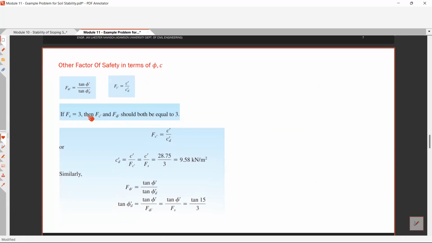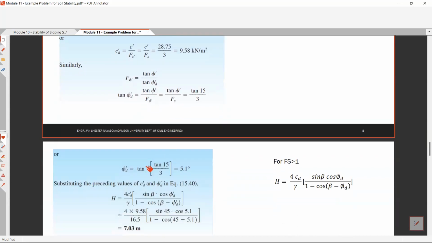So your Fs is equals to 3, then these two factors of safety are both equal to 3. So substitute natin yung 3 dito. So solving for C prime of D, we have 9.58 kilonewton per square meter. Then similarly, your F phi is tangent phi over tangent phi prime of D. So solving tangent phi prime of D, we solve this tangent 15 divided by 3. Okay, so this will be your tangent phi prime of D. So solving phi prime of D is the tangent inverse of the tangent 15 over 3. You now have 5.1 degrees.